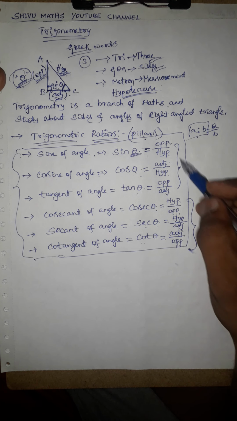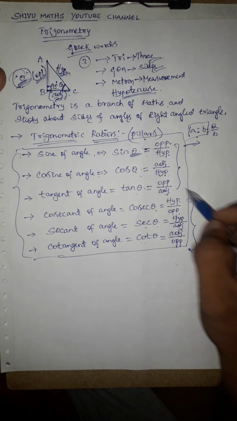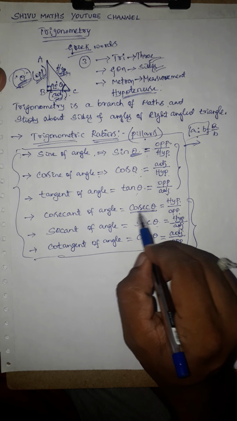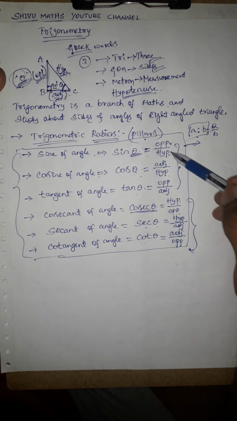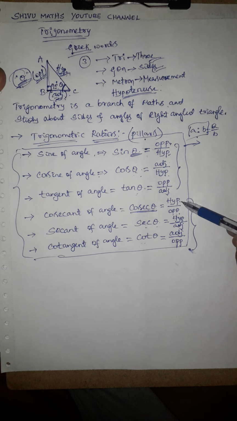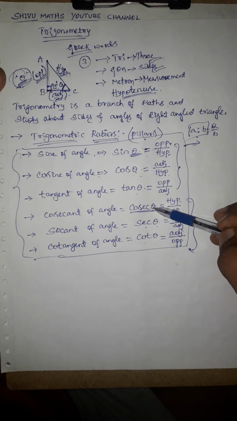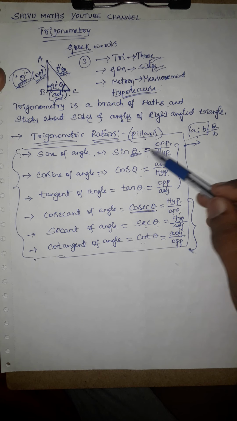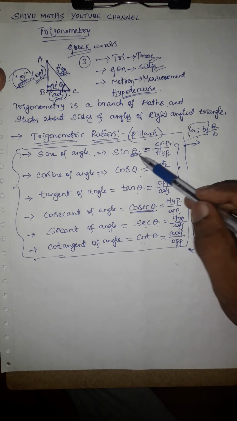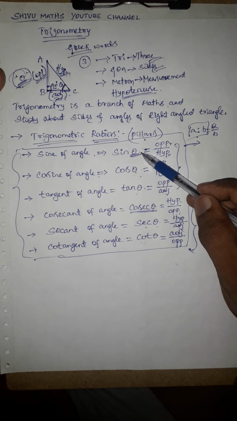Observe the first three and the next three. In the first three, the first one is sine. In the second three, the first one is cosecant. Here in the numerator opposite, denominator hypotenuse. Here numerator is hypotenuse, denominator is opposite. Then we can conclude that sine theta is the reciprocal of cosecant theta, because numerator changes to denominator and denominator changes to numerator. That's why sin theta is the reciprocal of cosecant theta, or cosecant theta is the reciprocal of sin theta.